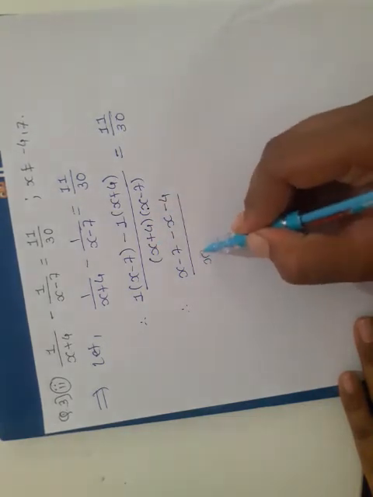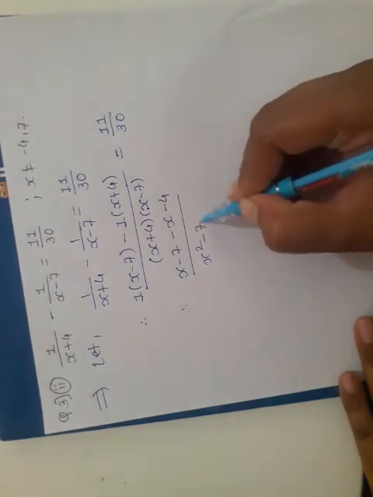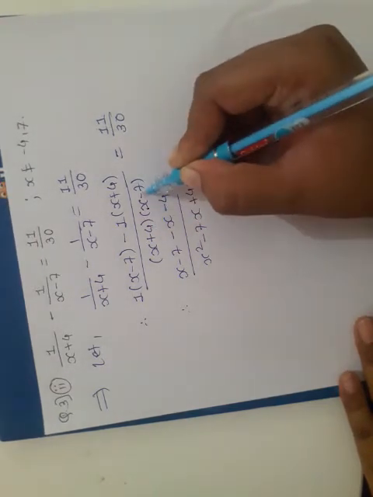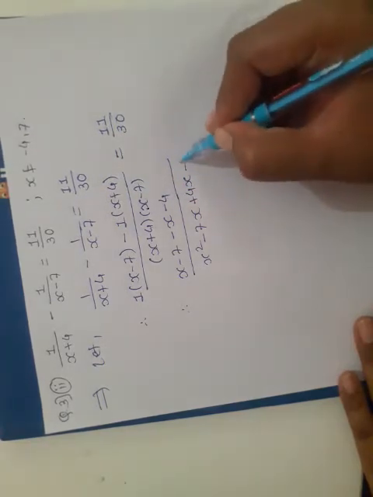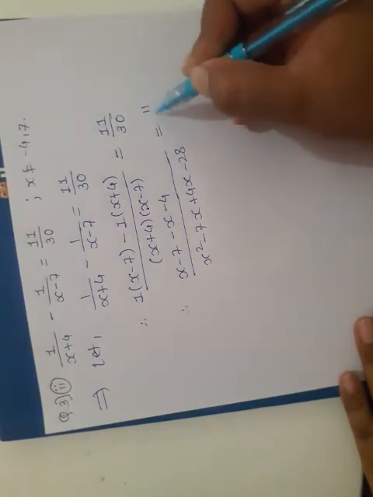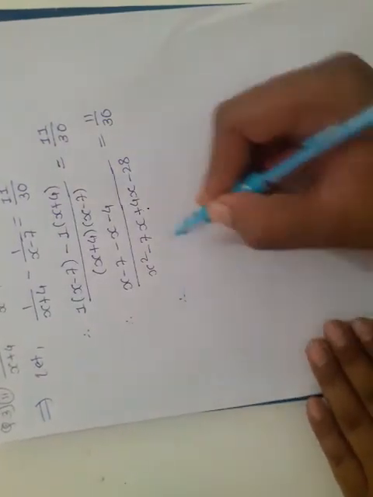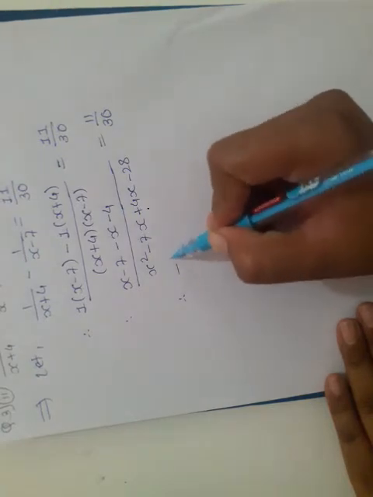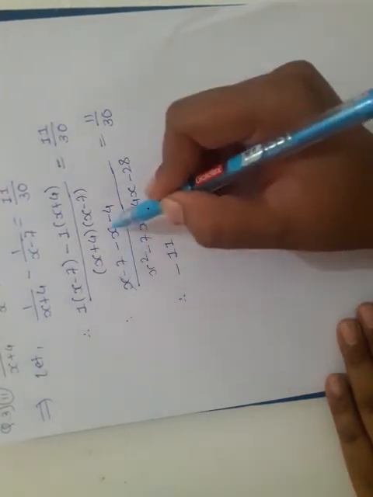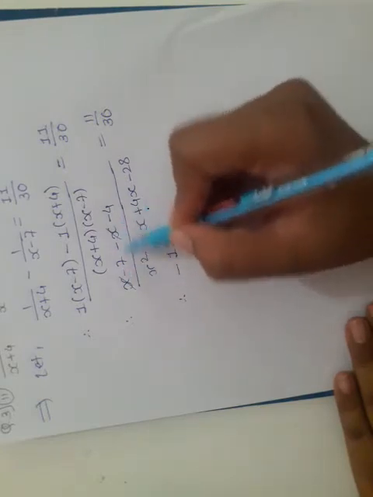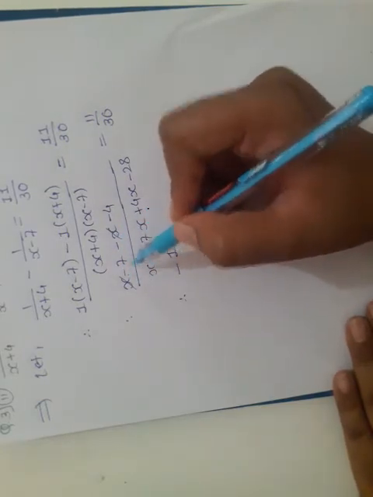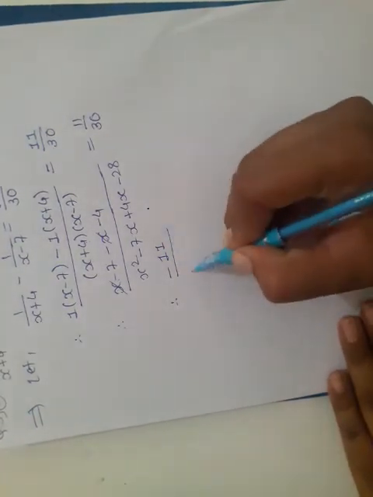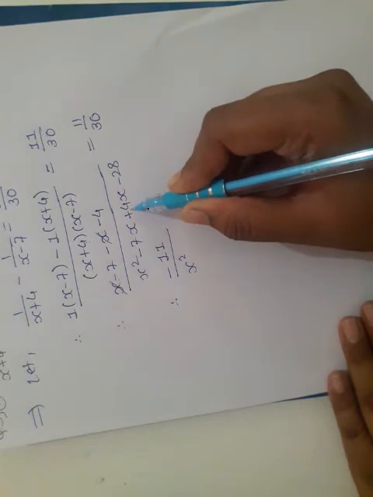x into x is x square, then x into minus 7 is minus 7x, plus 4 into x is plus 4x, and plus 4 into minus 7 is minus 28, is equal to 11 upon 30. And therefore we get x minus x cancelled, minus 7 minus 4 is minus 11. This x cancels with this x because it is the same variable but with a different sign. So we get minus 11 upon x square minus 7x plus 4x.